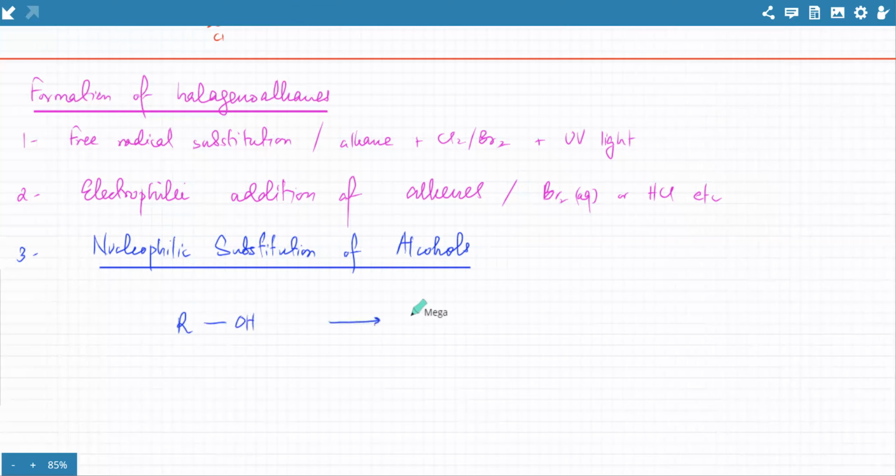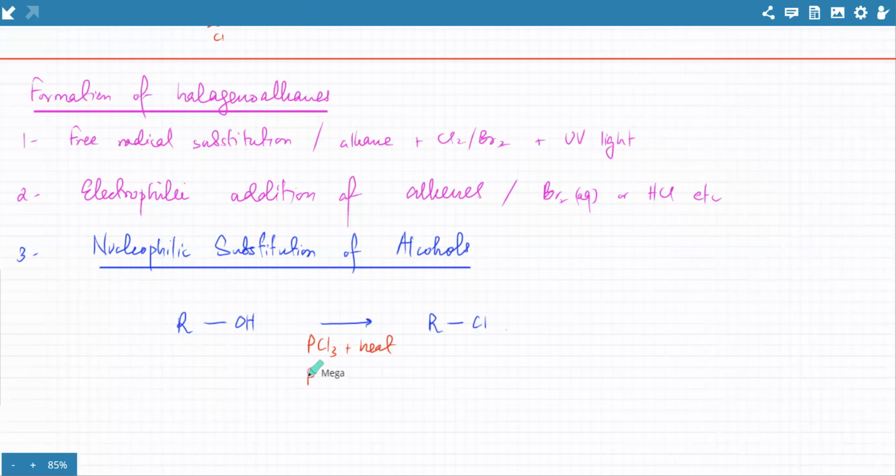Now, there are a number of conditions for this reaction that can be used. We're just going to talk about some of them, because there are lots of conditions, lots of reactions that can do this. So you have PCl3 plus heat, that would give you this molecule.